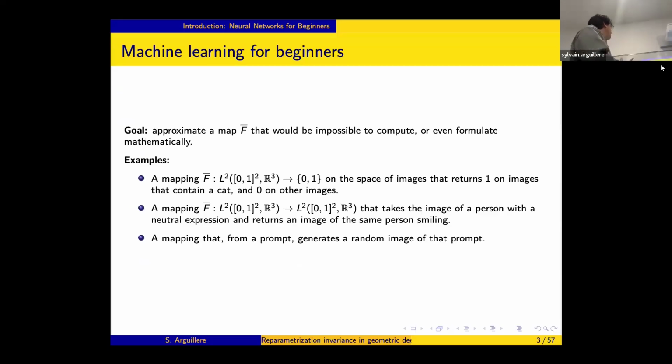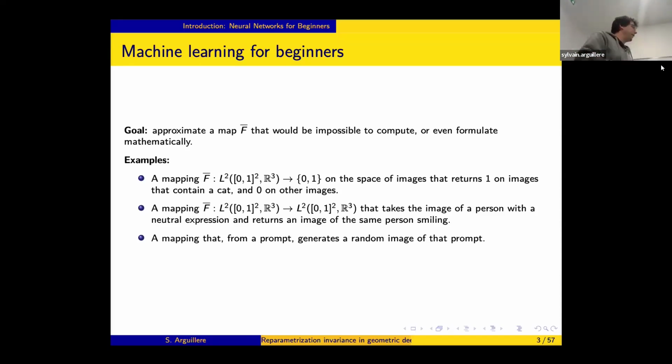Okay, so basically machine learning and usually neural networks are, from what I know, applied to machine learning. Basically, you want to approximate a map that is usually impossible or very hard to truly compute or formulate mathematically. So, for example, there's a lot of examples on images, but basically, you give your program an image and it tells you, is there a cat in the image? You can also try something that makes a person smile when they had the neutral expression initially, things like that. So it would be very hard to just find a mathematical formula that does this.